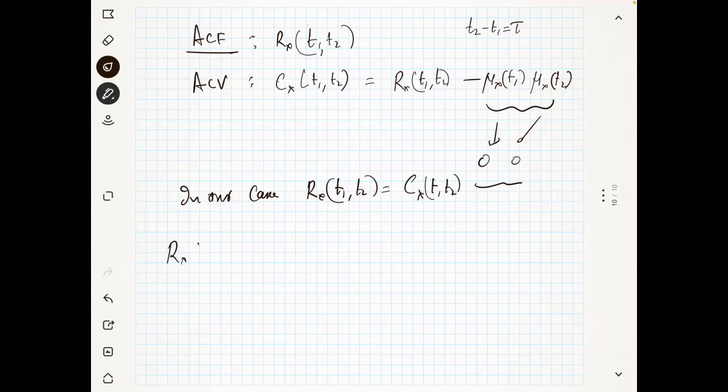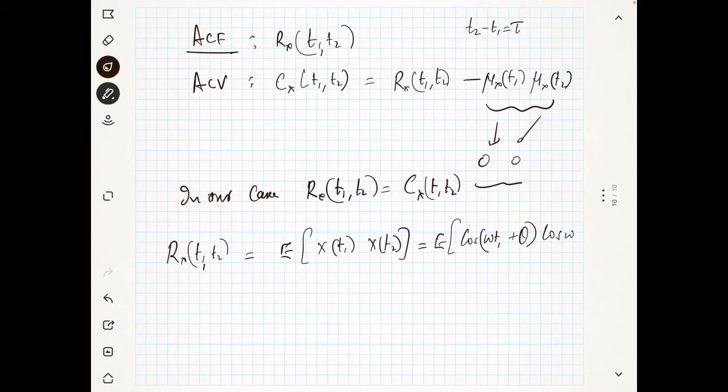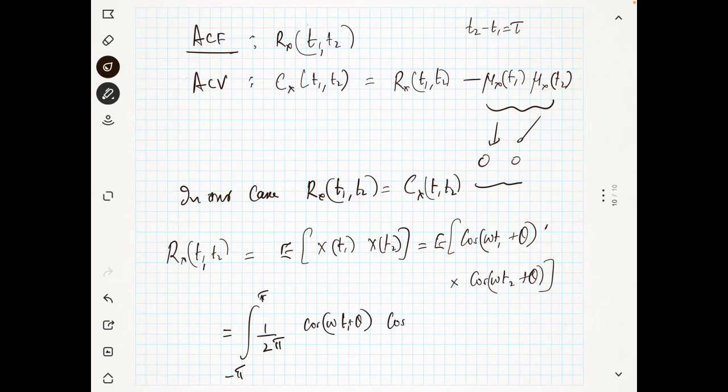Now we will see what Rx of t1 t2 is. It is nothing but the expected value of x of t1 into x of t2. This is equal to the expected value of cosine of omega t1 plus theta multiplied with cosine of omega t2 plus theta. Now you have to use trigonometric identities. You know how to find the expectation. It is 1 by 2 pi, and you integrate from minus pi to pi cosine of omega t1 plus theta into cosine of omega t2 plus theta with respect to d theta.